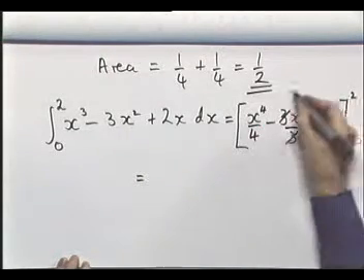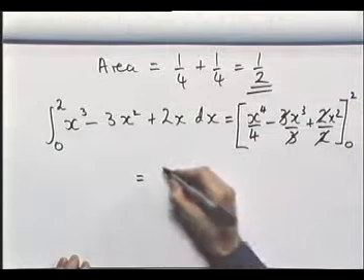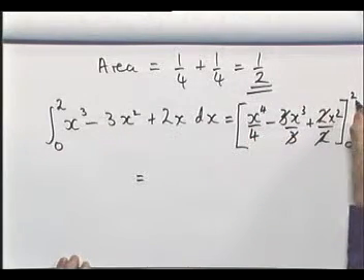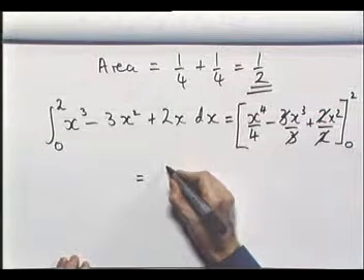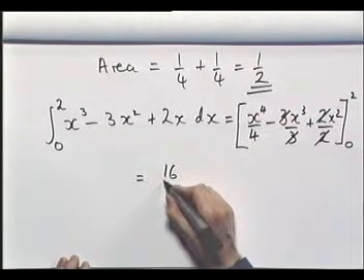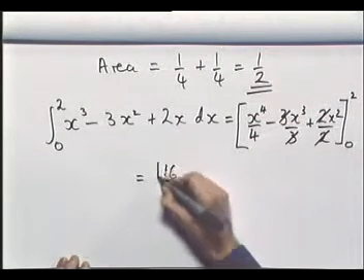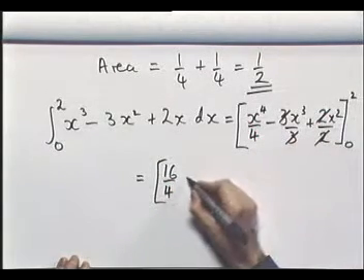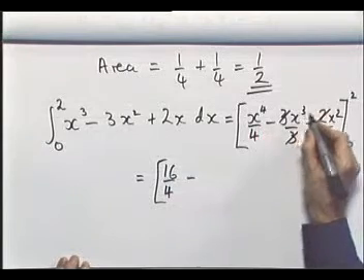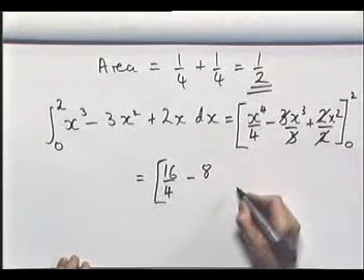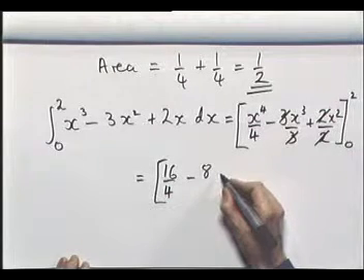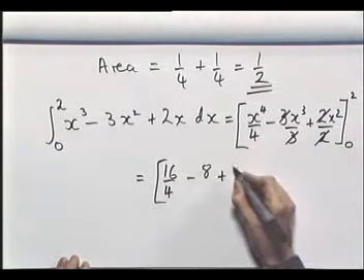Equals. Let's substitute in the upper limit. So that's x to the power 4 when x is 2. 2 multiplied by itself 4 times is 16, to be divided by 4. Minus x cubed, 2 multiplied by itself 3 times, that's 8. Plus x squared, that's 2 multiplied by itself twice, so that's plus 4.